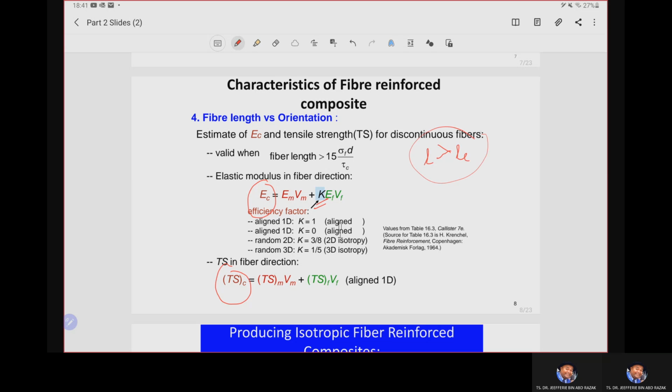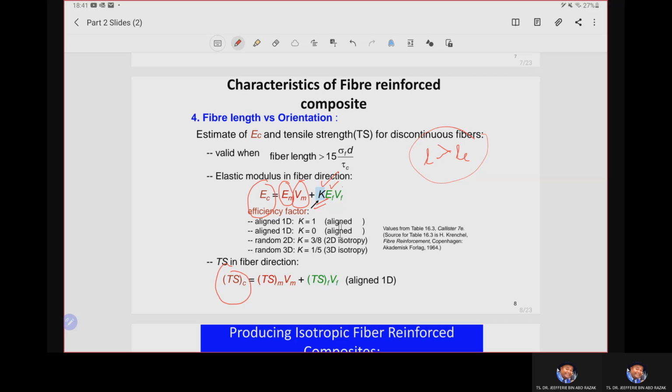So to determine the elastic modulus in the fiber direction, the equation is E composite equals EM, the modulus of elasticity of the matrix, times VM, plus K, the fiber efficiency here, times EF, the modulus of elasticity of the fibers, times the volume fraction of the fibers. All right.